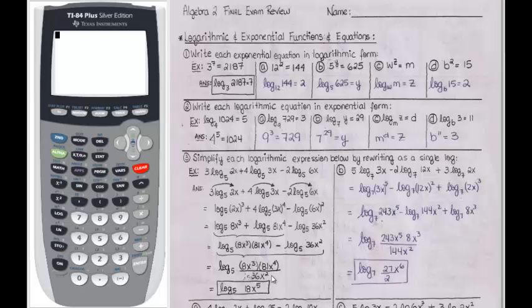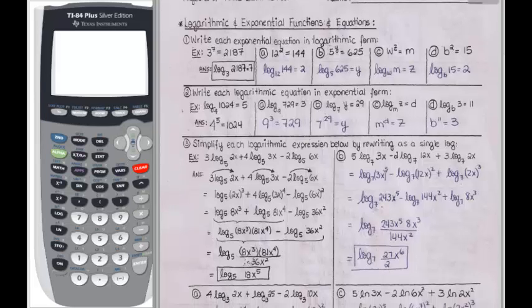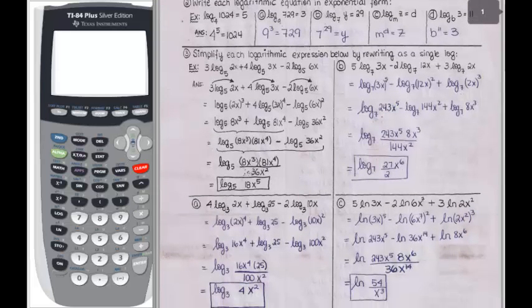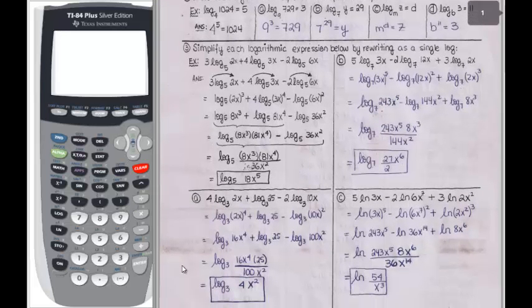So x to the seventh divided by x squared becomes x to the fifth. So that's how I was able to rewrite these three terms into one log in this problem. Okay, and as you can see on the next three problems, parts A, B, and C, I applied the same properties in each one of these problems.